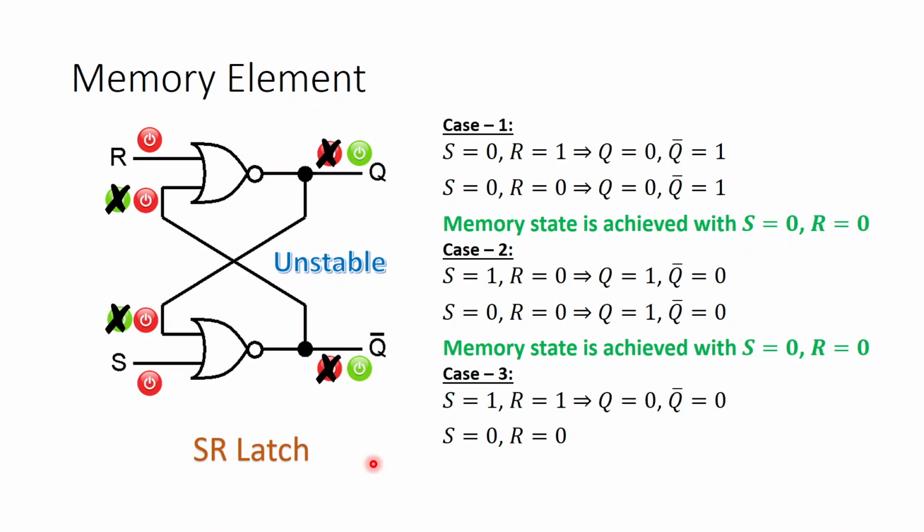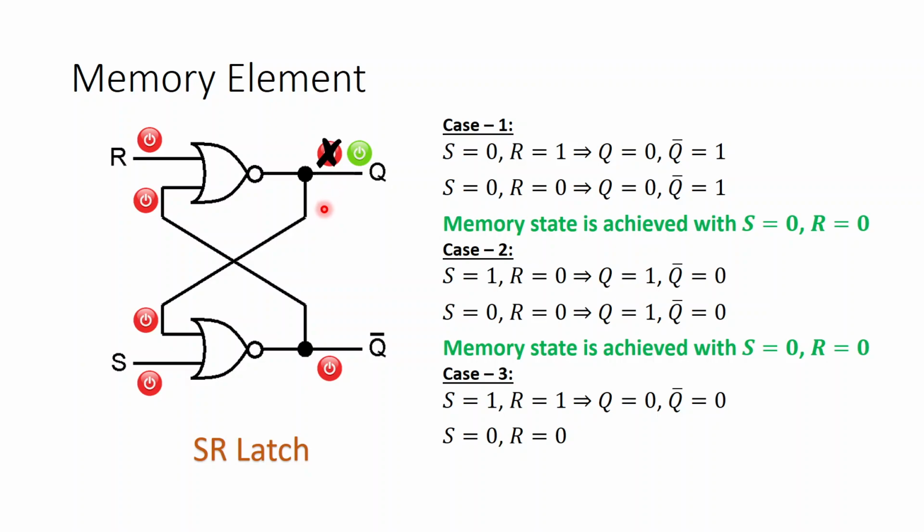They cannot be the same. That means one of the outputs will become 1 before the other output has become 1. So when you have given 0 0, your previous condition was output 0 0, which is the stable condition. Now you have made R equals to 0, S equals to 0. One of the outputs will become high before the other output has become high.